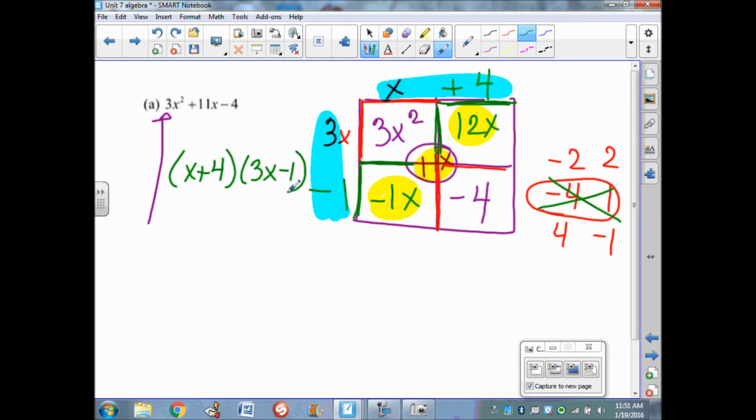Okay? And again, how can you check? Or could you write this the other way? Absolutely. Okay? The order doesn't matter, the commutative property. So let's go back.